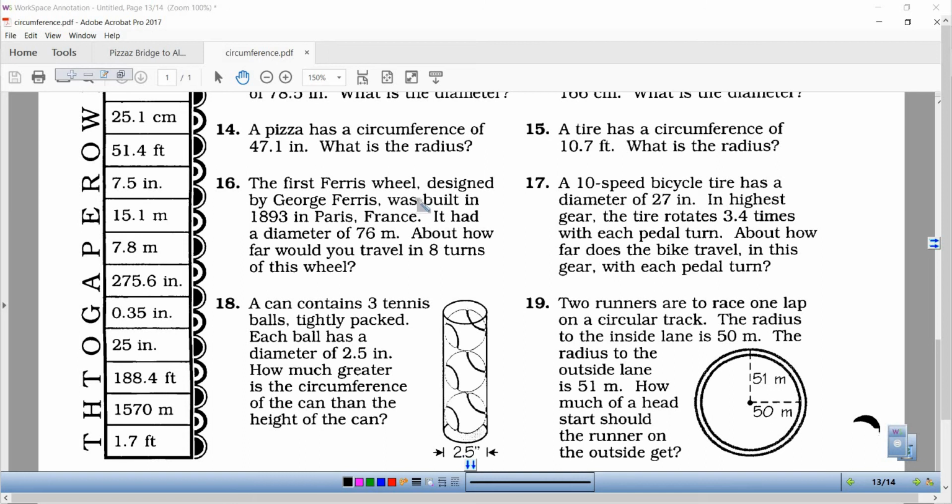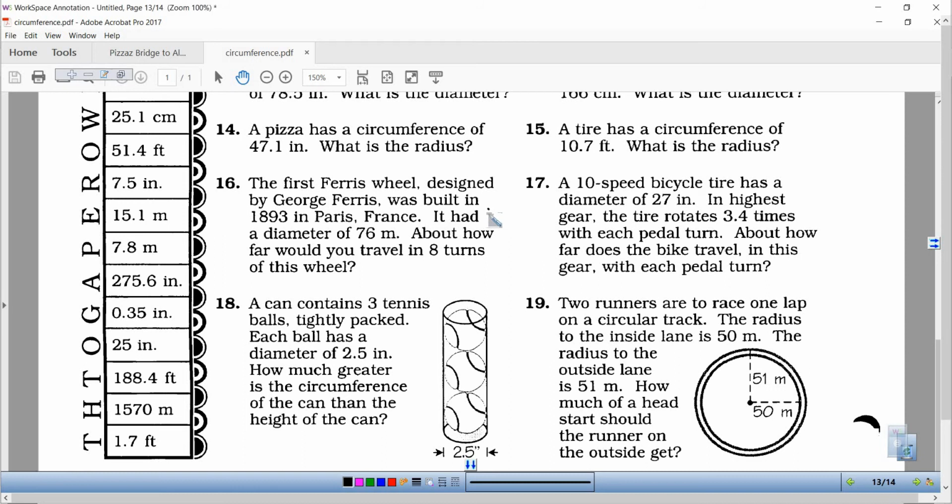16, the first Ferris wheel designed by George Ferris, thus the name Ferris wheel, was built in 1893 in Paris, France. Did you know that? It had a diameter of 76 meters. About how far would you travel in 8 turns?